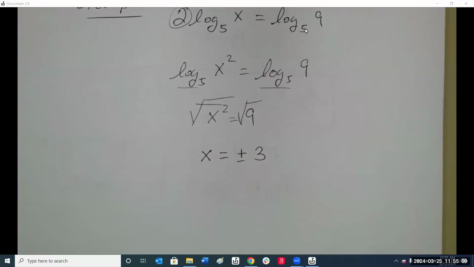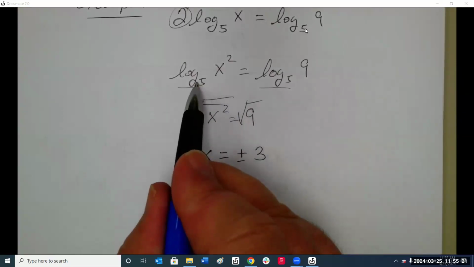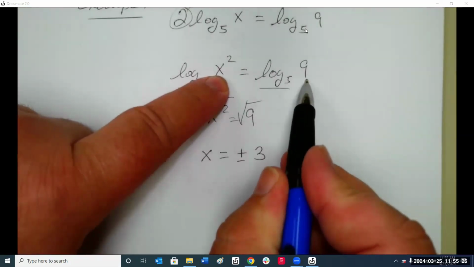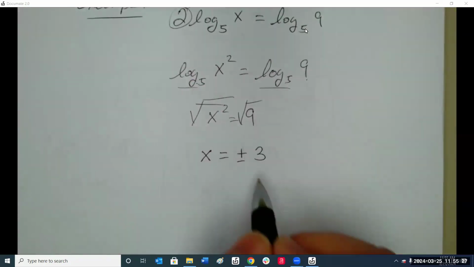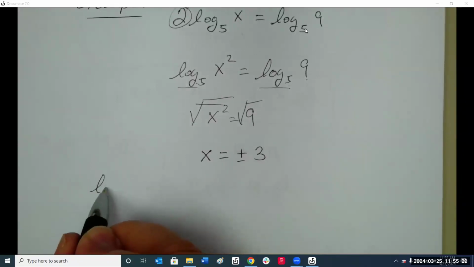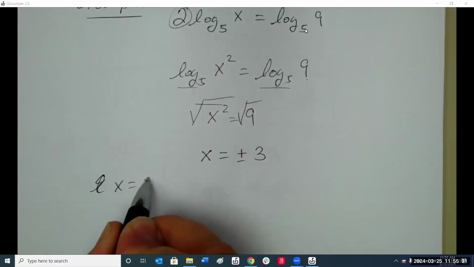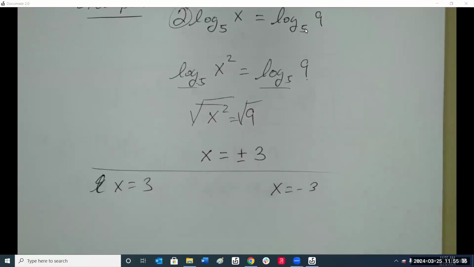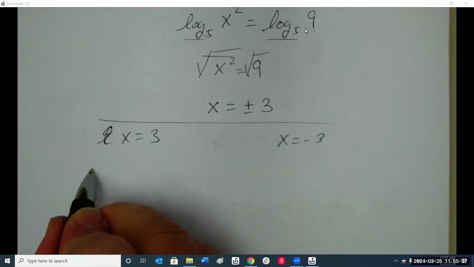Is that our answer? Did you check your answer? You guys are staring at it. If the logs are the same, the only way they can be true is if the arguments are the same. So now let's try x equals positive 3, x equals negative 3. We're back in the original equation.